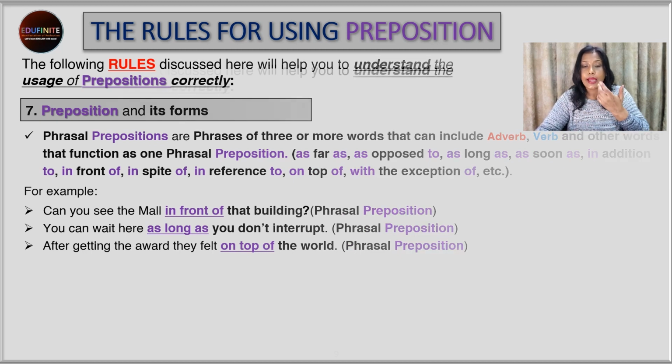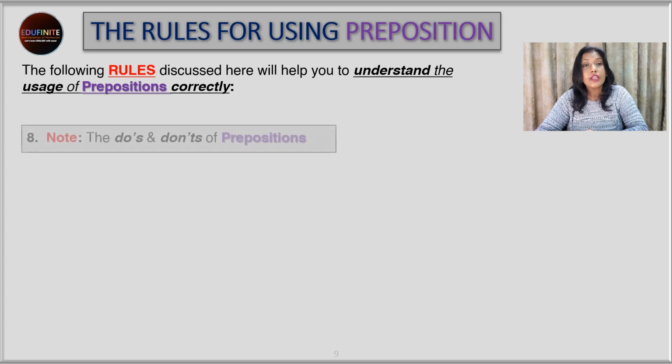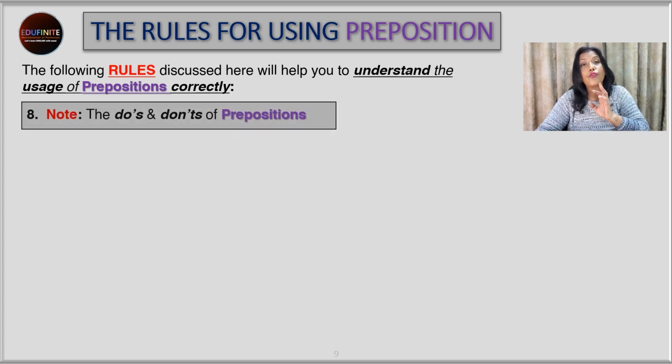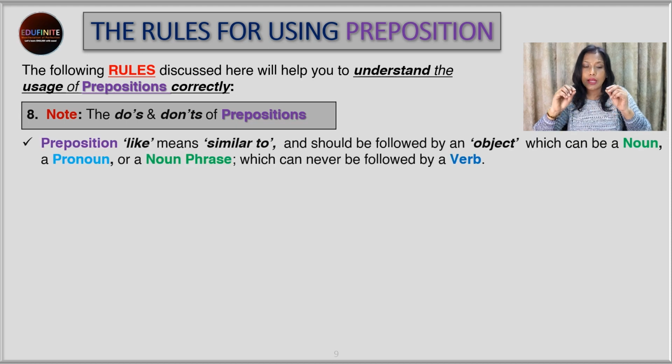Now, the next set of rules: the do's and the don'ts of prepositions. So let's look into them. The preposition like means similar to and should be followed by an object, which can be a noun, a pronoun, or a noun phrase, and it can never be followed by a verb. So after the noun or the noun phrase or the pronoun, whichever is the object of the preposition, you can never put a verb after that.